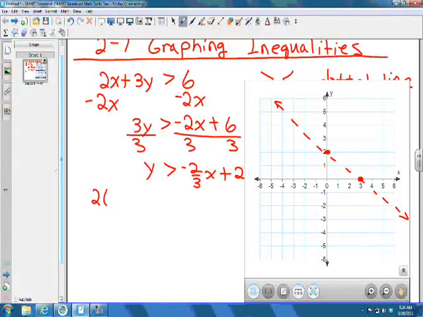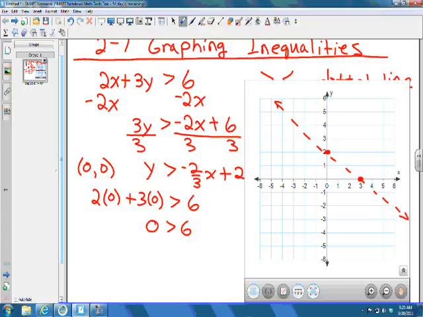So, if we plug in the point 0, 0, putting in a 0 for the x and a 0 for the y, we would have 2 times 0 plus 3 times 0 is greater than 6. Again, all of this is 0, so we end up with 0 greater than 6. Is 0 greater than 6? That would be a false statement. So we picked a point that was on this side, right? That's where 0, 0 is at. And it was false. Where do we shade? The other side.